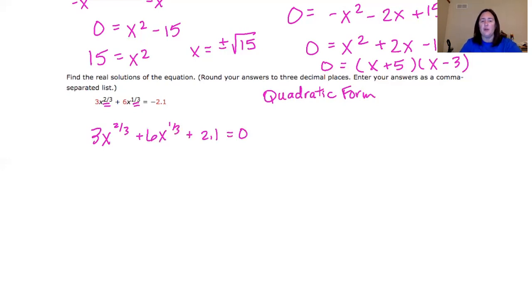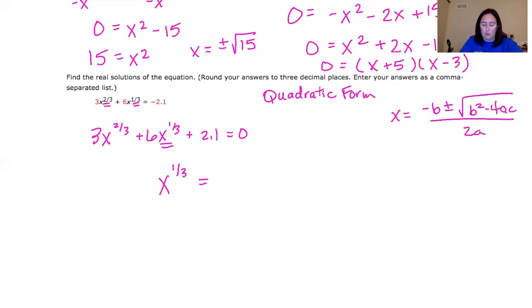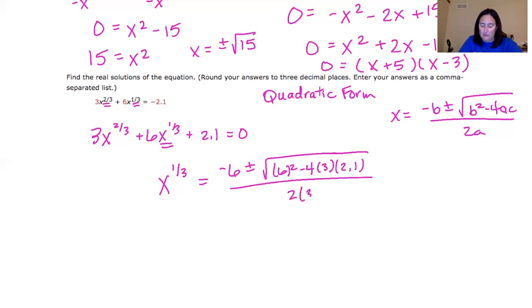But normally with the quadratic formula, we say x equals. And that's because our middle term is just an x. In this case, our middle term is not just an x, it's an x to the 1/3. So we'd say x to the 1/3 equals. Now, if you remember your quadratic formula, it's negative b plus or minus the square root of b squared minus 4ac all over 2a. So plug in your values. We have negative 6 plus or minus the square root of 6 squared minus 4 times 3 times 2.1 all over 2a, so 2 times 3.